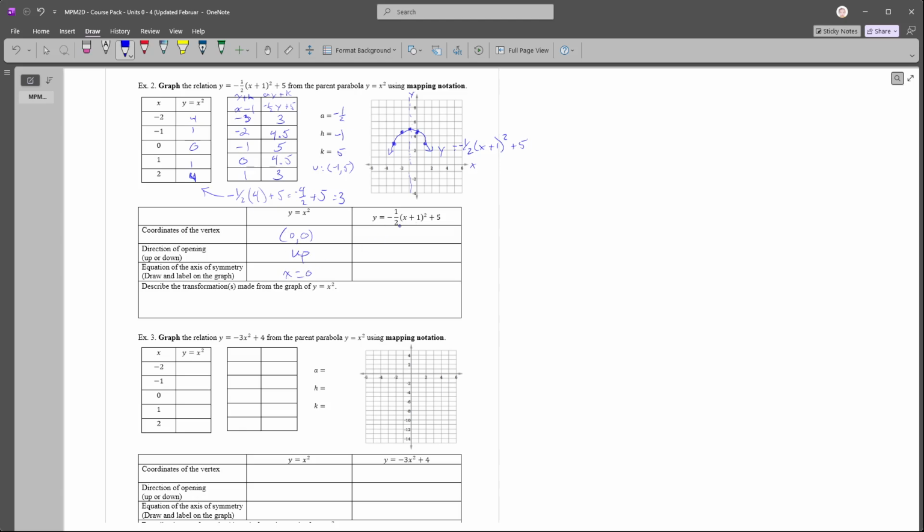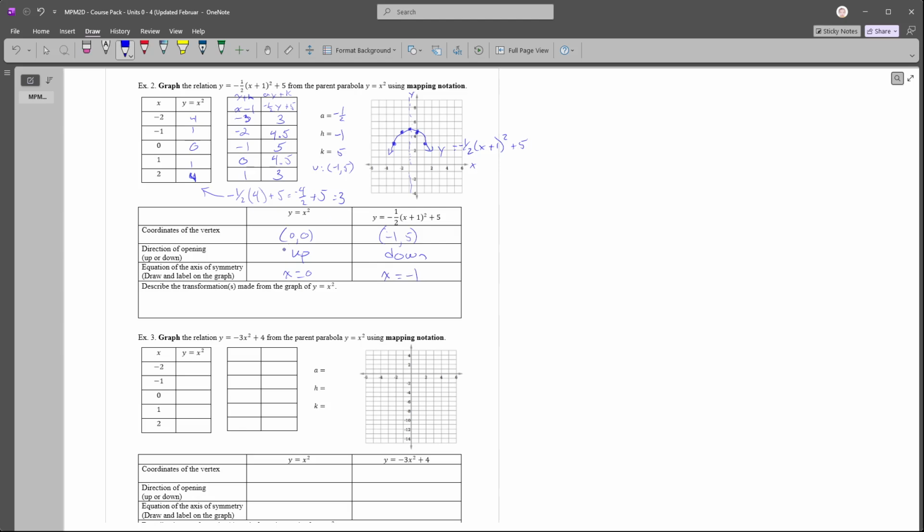Over here in this much more complicated relation, where's our vertex? Well, we can look at it and we can see that it's at negative 1, 5, but we could also just look at our h, k. So this is at negative 1, 5. And then our direction of opening, oh, it's going down this time. How do I know? Because a is less than 0. So it's going to open down. All right. And the equation for our axis of symmetry is always x is equal to h. So x is equal to negative 1.